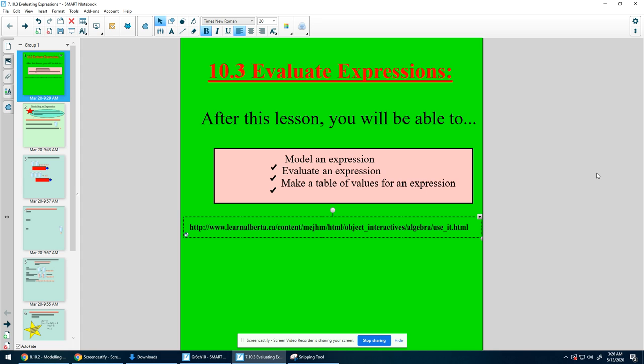Good morning, grade 7s. Today we're going to start 10.3, evaluating expressions. After this lesson, you'll be able to model an expression, evaluate an expression, and make a table of values for an expression.